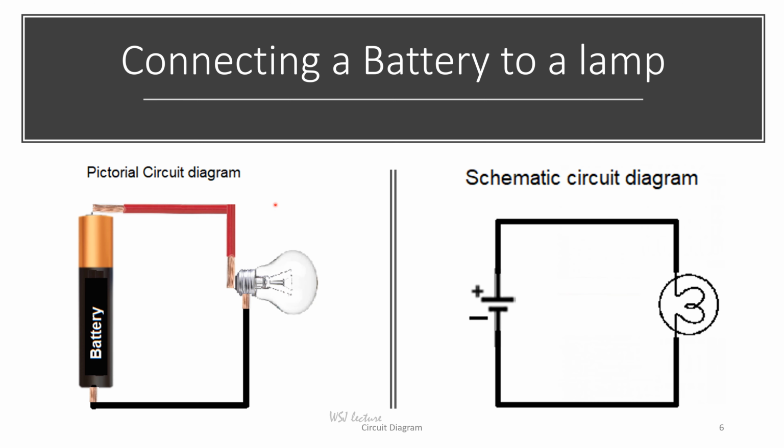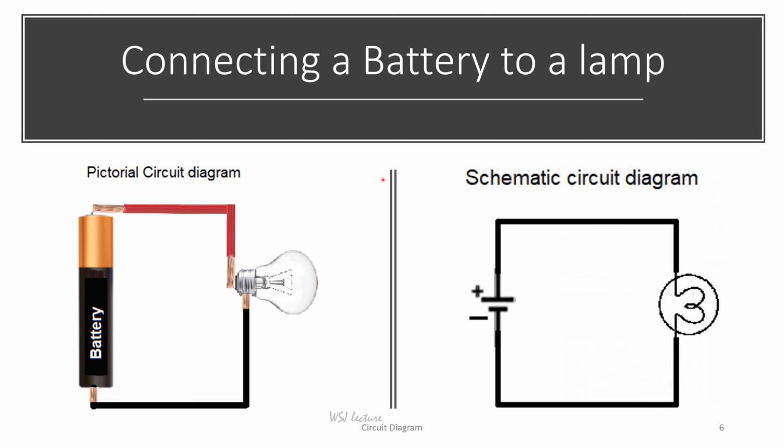So already we have studied that there are two types of circuit. One is pictorial circuit diagram and the other one is schematic circuit diagram. In pictorial circuit diagram, we will use the actual picture of the electrical or electronic components. In a schematic circuit diagram, we will use the symbols of electrical or electronic components. So now we are connecting a battery to a lamp. So we have a battery which is connected through a wire to a lamp. So the positive is connected here and the negative of the battery is connected here. So when it is connected, the light starts glowing.